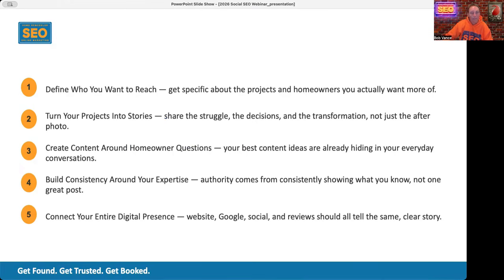Step one, define who you want to reach. Before creating more content, get very specific about who you're actually trying to attract. A lot of companies make the mistake of creating content for everyone, which, ironically, ends up resonating with no one. The more specific you get, the easier it becomes for the right homeowners to recognize your company as a fit for them. And so ask yourself, what type of projects do we want more of?